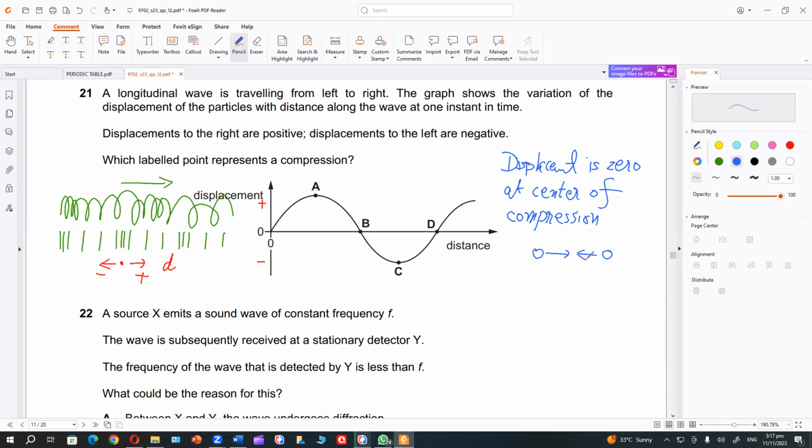Positive displacement means the particle is moving to the right. And negative displacement means the particle is moving to the left. So this is the position. There are two answers possible, B and D, because both have zero displacement. Now we have to see this diagram also, compression and rarefaction. So why not D? This is the question.